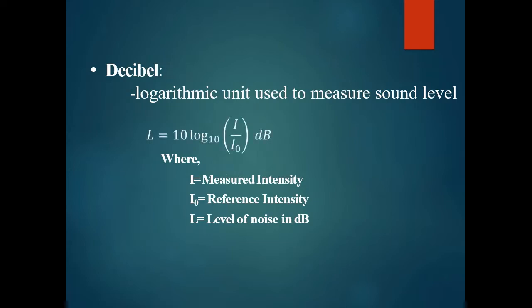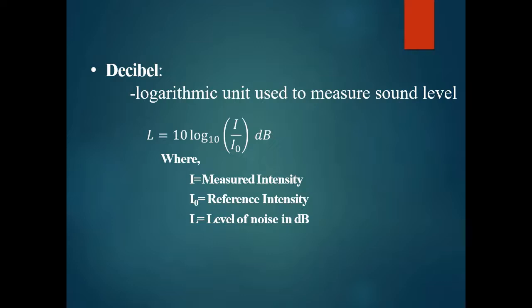The decibel is a logarithmic unit used to measure sound level. Decibel is a relative unit of measurement equal to 1/10 of a bell and is widely used in electronic signals and communication. The decibel is a logarithmic way of describing a ratio. The ratio of measured intensity to the reference intensity. So decibel is defined as the logarithm to the base 10 of the ratio of measured intensity and reference intensity. Using the decibel, the difference in sound level between the measured intensity and reference intensity can be found.